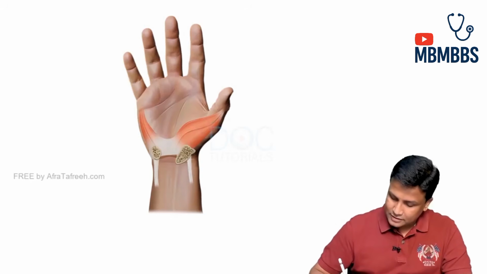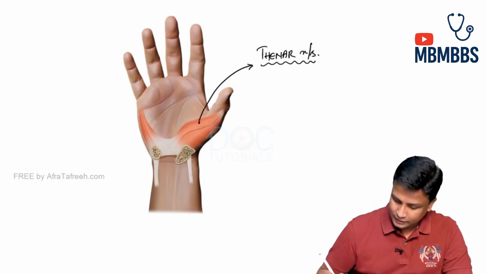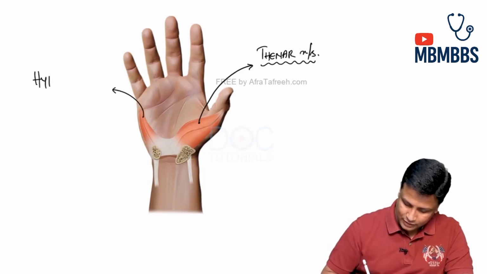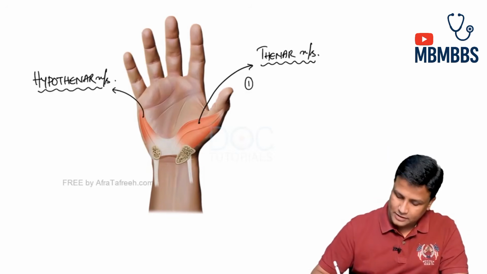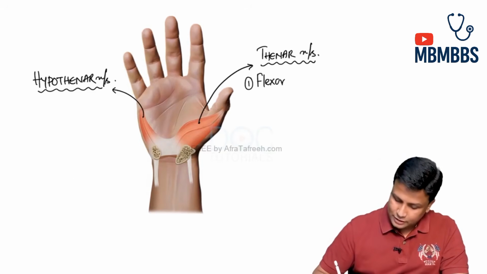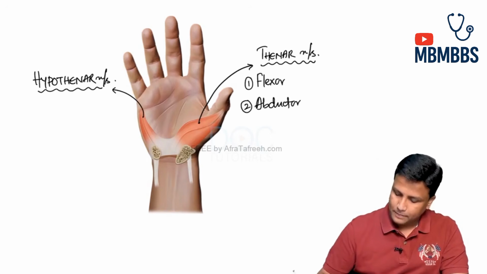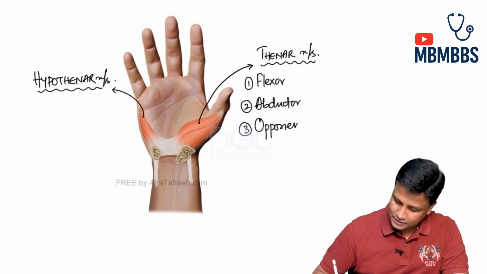So in this diagram, this group of muscles over here, these are your thenar group of muscles. And this group of muscles here below the little finger, this will be the hypothenar group of muscles. First of all, in the thenar group of muscles, number one, you'll be having a muscle which is helping in flexion of thumb, flexor. And number two, there is a muscle helping in abduction of thumb, that is abductor. And number three, there is a muscle helping in counting, that is opposition, opponens, guys.